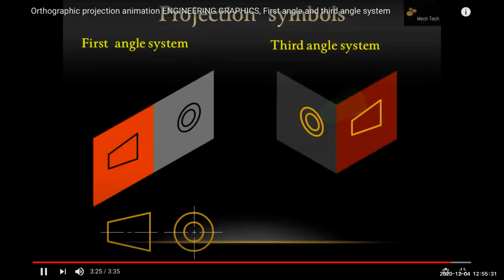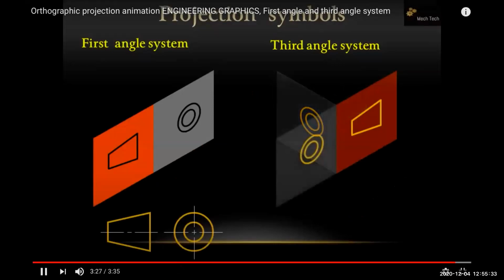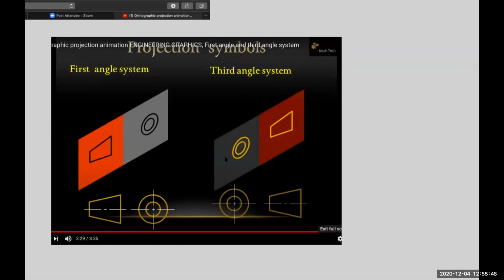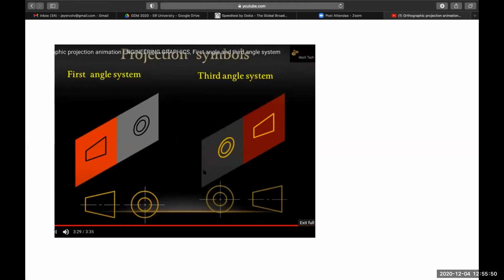So this is the projection symbol actually. This is the projection symbol, how we get this symbol for first angle system and how we get symbol for this third angle projection system. So I hope now this concept of what is first angle projection method, what is third angle projection method is clear to all of you.